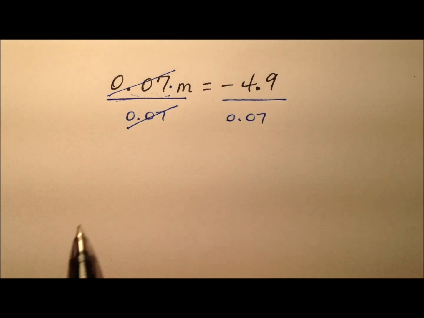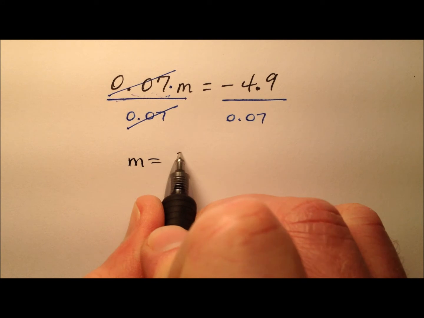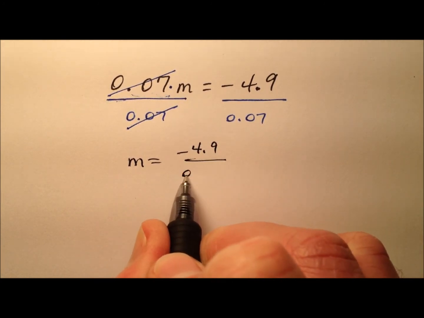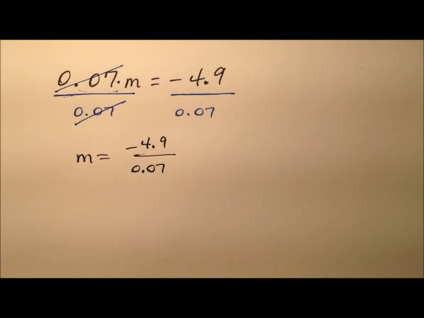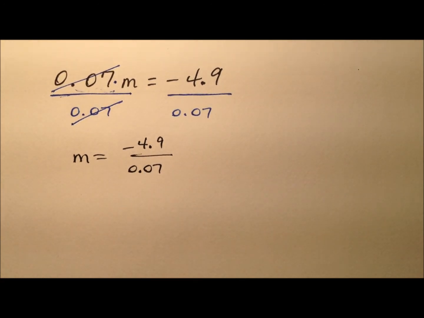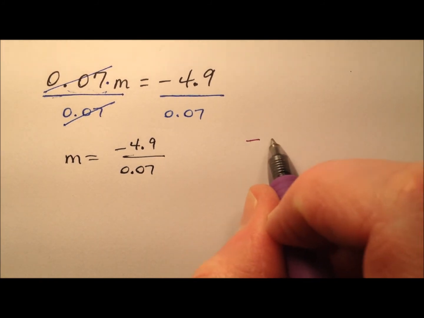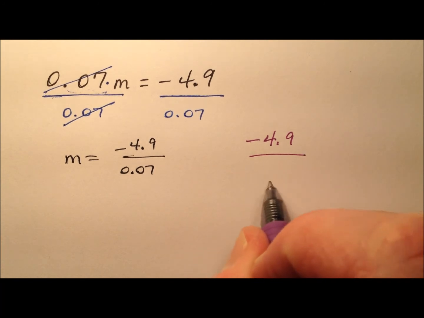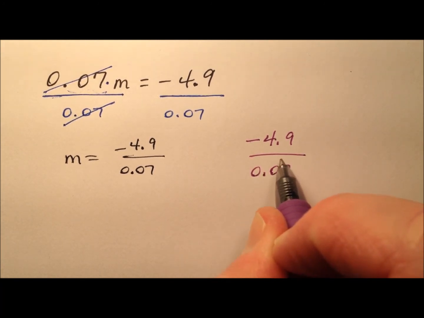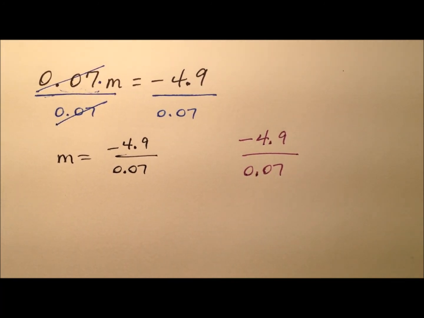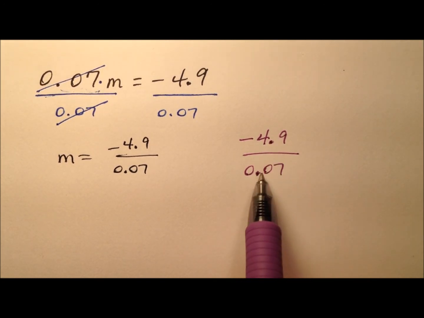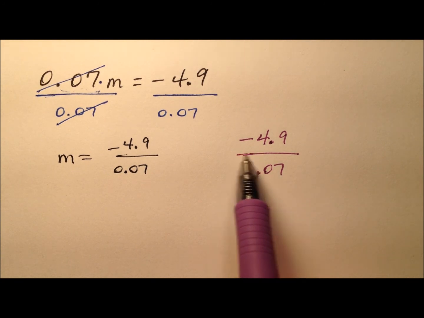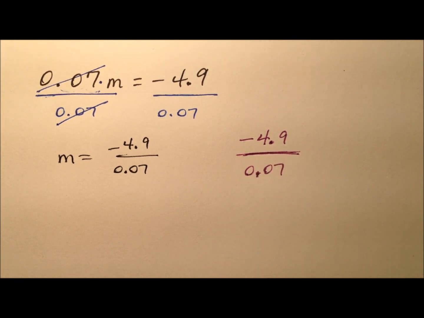But on the right side, it appears that we have this negative 4.9 divided by 0.07. So we have a fraction, but our fraction includes decimals. So maybe we don't like that very much. How can we simplify this? Well, let's go ahead and look at how we can simplify this. Okay, so I'm going to rewrite it here over on the right side a little bit. So we need to get rid of the decimals that are kind of plaguing our fraction here because we don't like to have a fraction with decimals included.